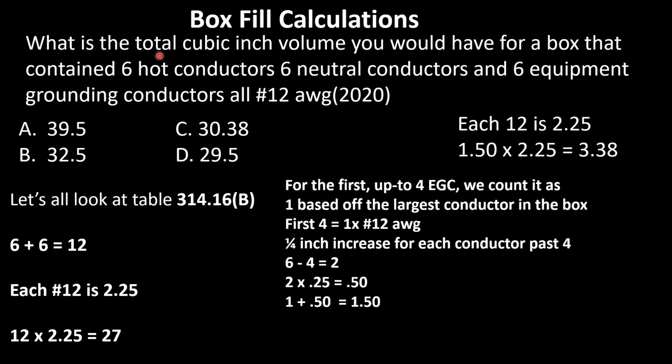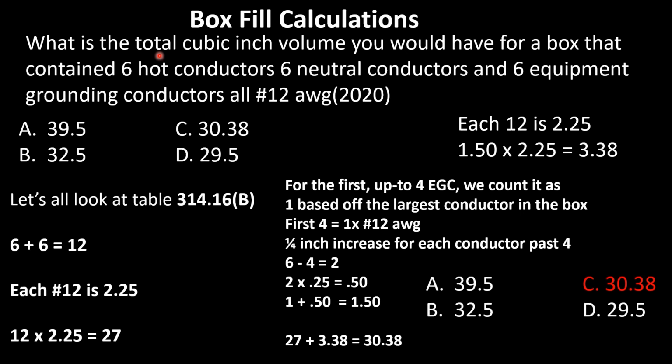Now we have to take that and figure out what it is in cubic inches. So we take our 1.5 conductors, multiply it by 2.25. That's going to give us, and I round it up, 3.38 instead of having some long number. Now we need to add that back to our original cubes. You add those two together, and that is going to equal 30.38. And we would select C.